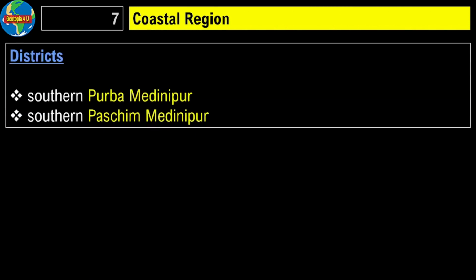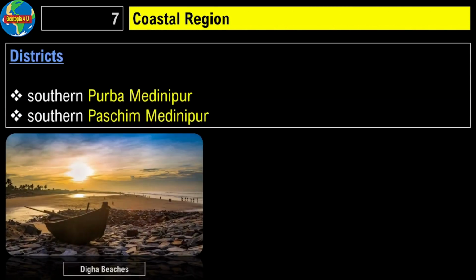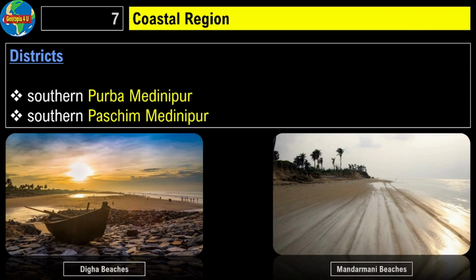Lastly, we have got the coastal region of West Bengal, which encompasses the districts of southern part of Purva Mednipur and southern part of Paschim Mednipur. In these two pictures, you will notice the beaches of Digha and Mundarmoni, which also happens to be some of the most famous tourist spots in entire West Bengal.